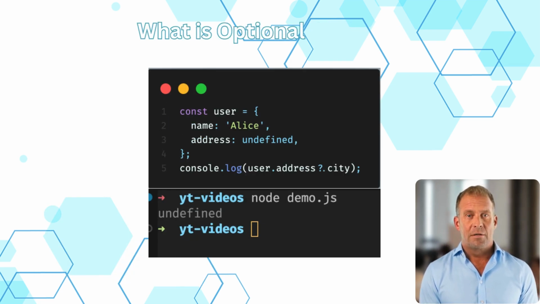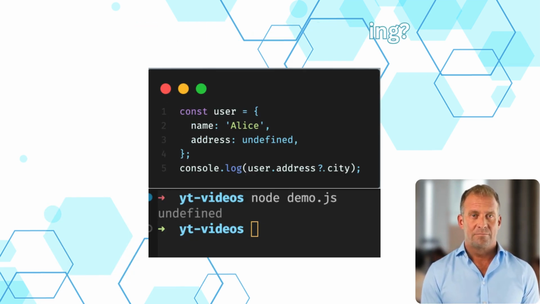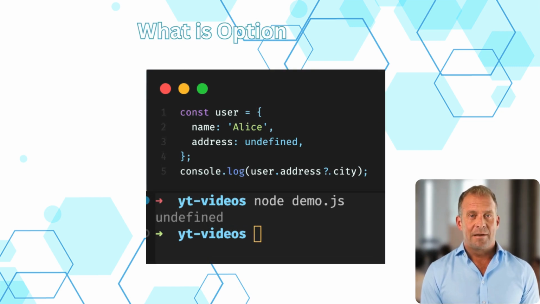Here's how it works. Imagine you have an object. To access the city safely, use optional chaining. If address is undefined, it simply returns undefined instead of throwing an error. Simple, right? Say goodbye to unnecessary error handling.